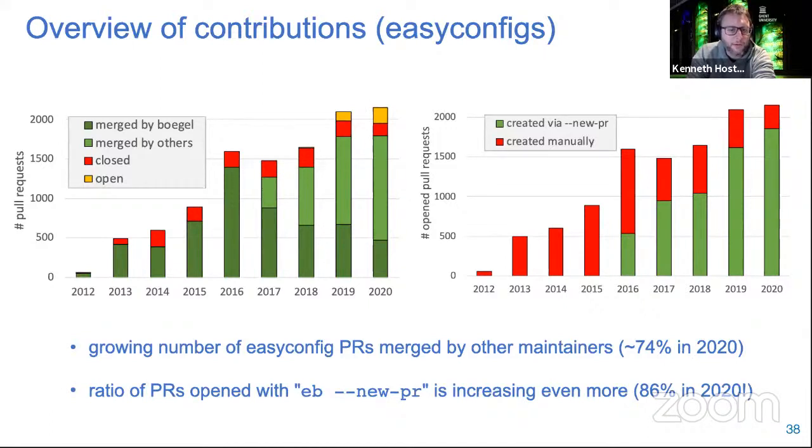And then the right graph is showing how many of these pull requests were created via the new PR feature in EasyBuild, where you don't need to leave your terminal to make a contribution. And there we see an increased adoption. So over 85% of people are creating EasyConfig pull requests straight from the EasyBuild command line, while a small minority is still doing that manually, which is okay. But it's very good to see very good adoption of this new PR or the GitHub integration in general.